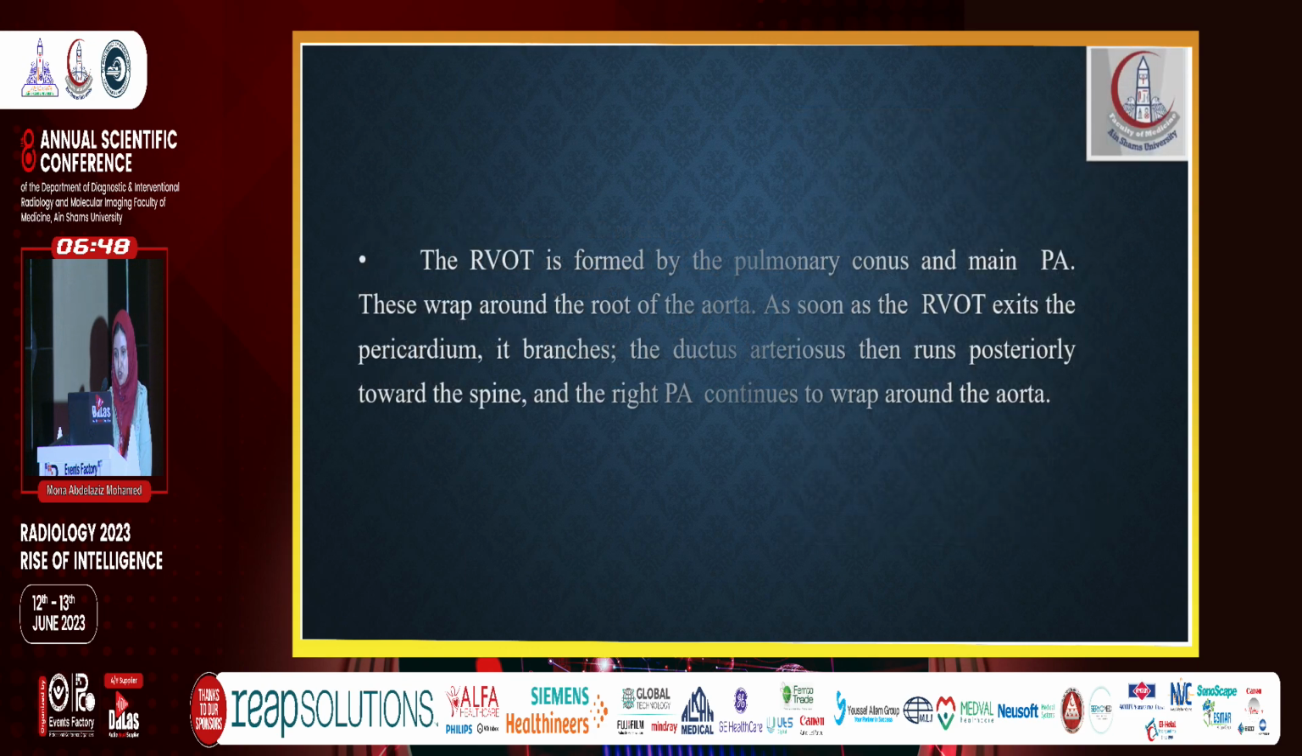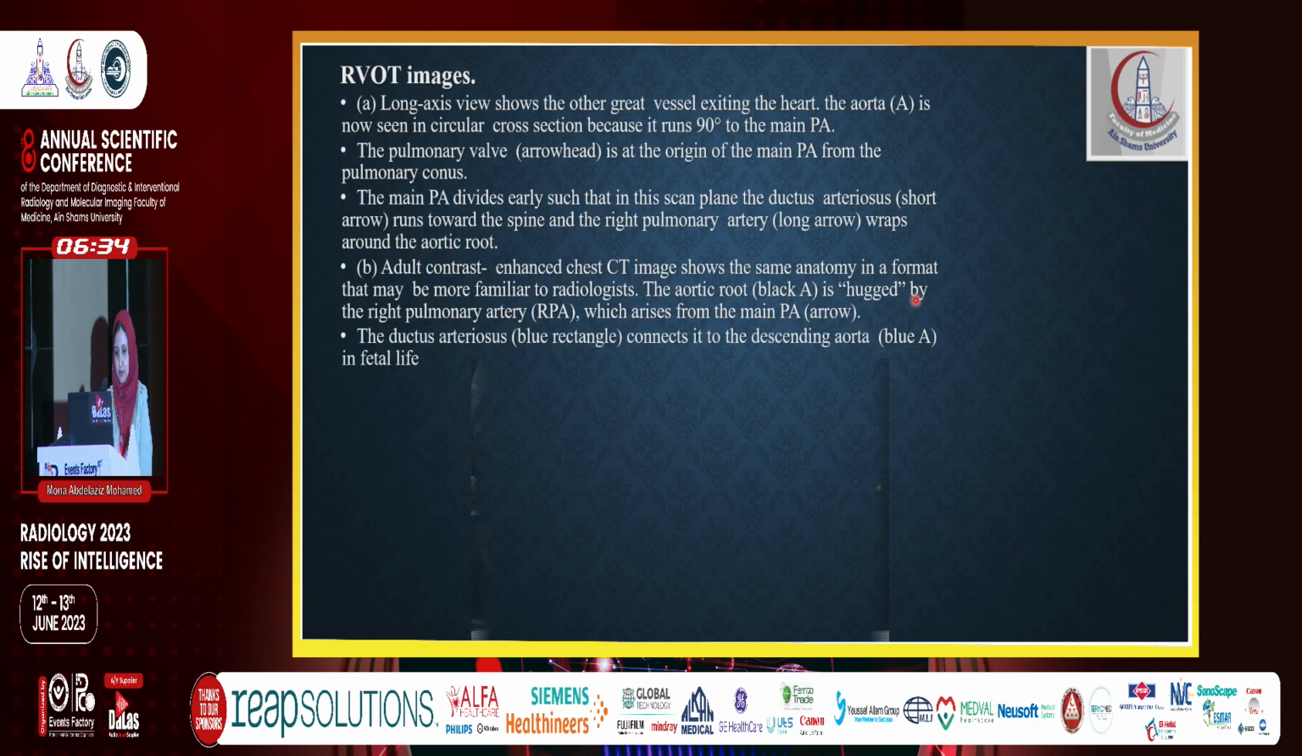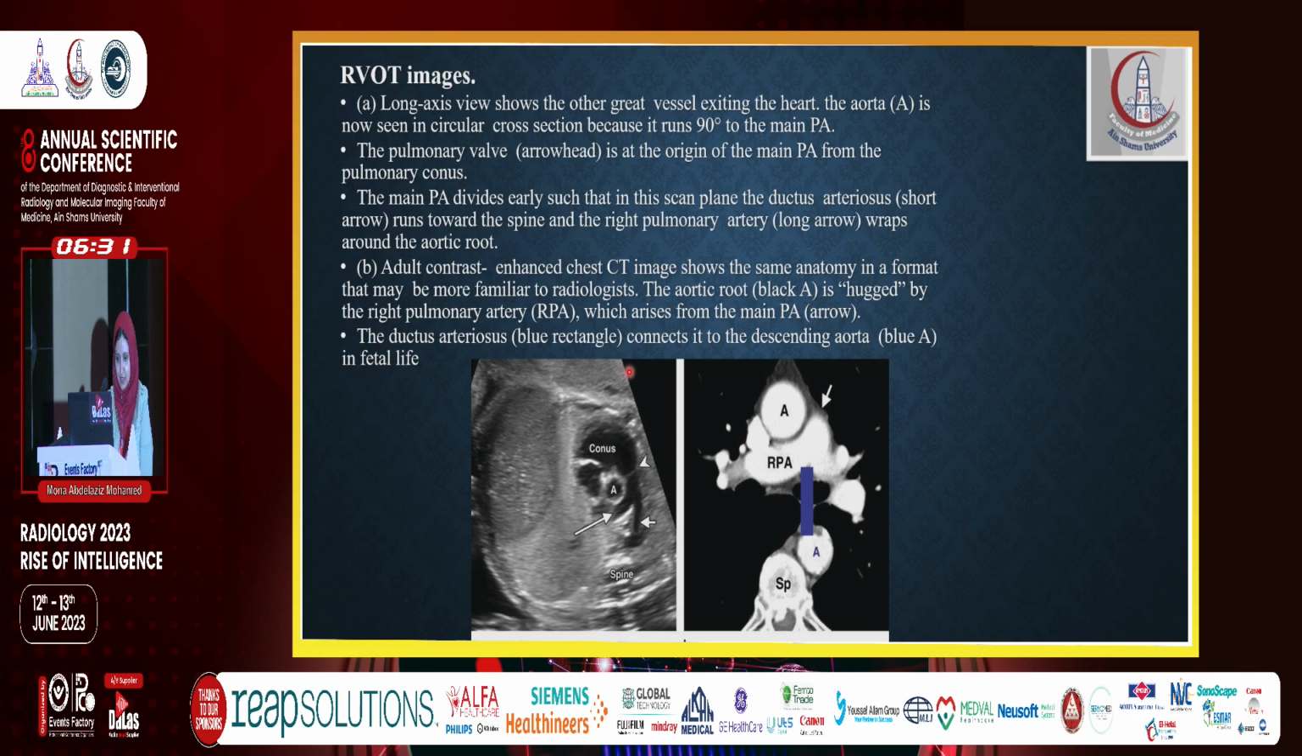The RVOT, as we mentioned, is formed by the pulmonary conus and the main pulmonary artery, and it will give the ductus arteriosus, which connects the pulmonary artery to the descending aorta in early fetal life. To visualize this axial ultrasound image, we can see its corresponding CT image, as here the ascending aorta is hugged by the RPA, and this is the main pulmonary artery. The main pulmonary artery here gives the ductus arteriosus, represented by this small arrow, which connects the pulmonary artery to the descending aorta, and here is represented by this blue rectangle on the CT image.